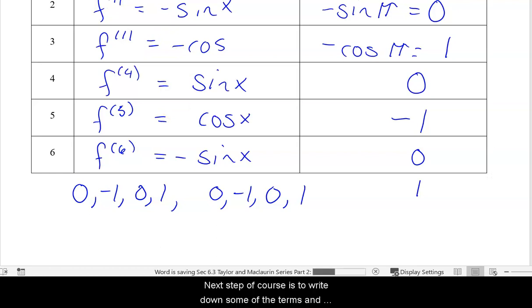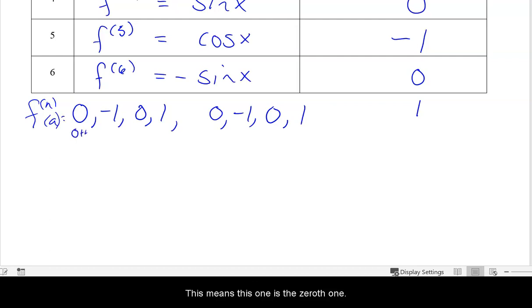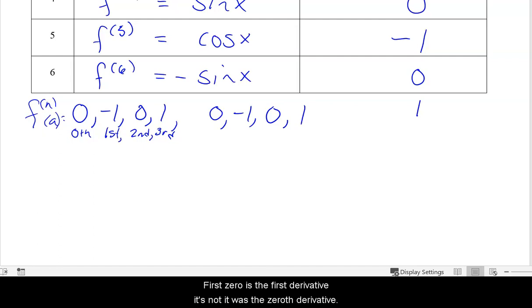The next step, of course, is to write down some of the terms until we can see the pattern developing and until we think we can write the pattern as an infinite sum inside the summation notation. I'm going to skip the 0 term since I know that any derivative that is 0 in the numerator is going to disappear. This means this one is the 0th one, this is the first, this is the second, this is the third. Make sure that you do get the numbers correct and that you don't mistake the first 0 as the first derivative. It's not, it was the 0th derivative.